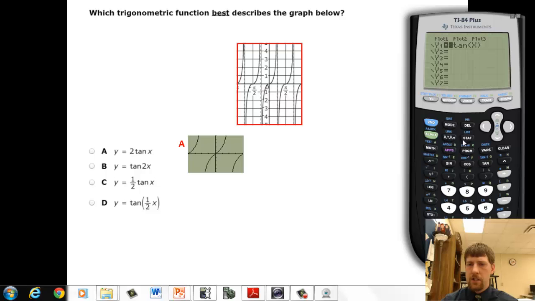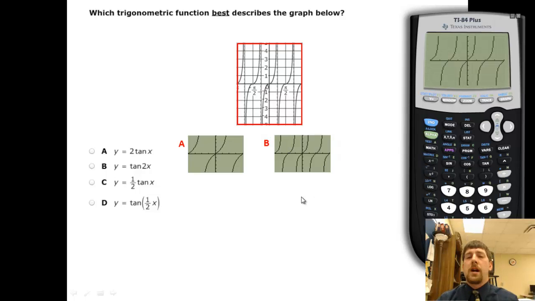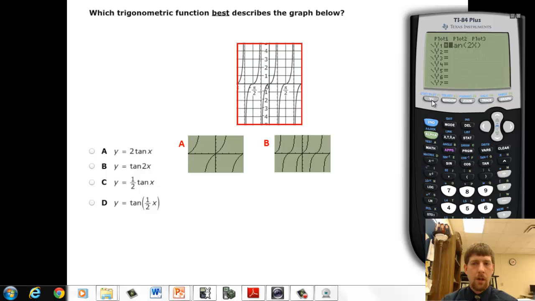Choice B, tangent of 2x. Graph it: half, whole, whole, whole, and another half. That one looks right, but we want to make sure that they're not going to do something funky. So always be suspicious when you get the right answer pretty early on. We'll go through and check all the other ones just to make sure.